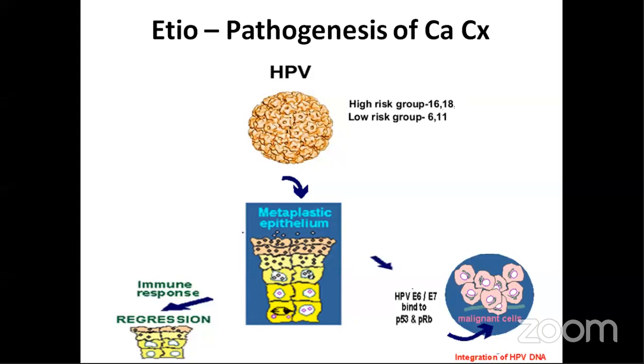We all know 99.7% of the cases it is because of the HPV, that is human papilloma virus, which exists in more than 120 serotypes, and the high risk group being 16 and 18 serotype. So this has a lot of affinity towards the metaplastic epithelium or the transformation zone. With good immune response, the infection can ward off, there can be regression on its own, and in certain cases where there are high risk factors, then the HPV infection can result in malignancy.